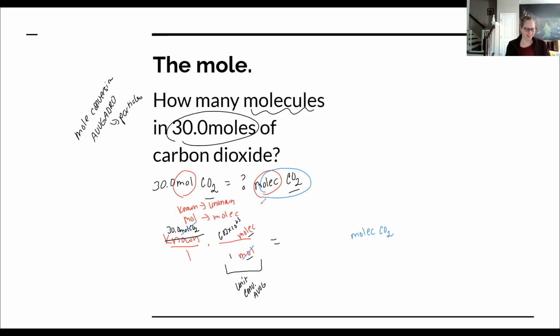So now I can go to my calculator. 30 over 1 times 6.02 times 10 to the 23rd over 1 is going to give me, and you can always do it in your calculator. I recommend it to make sure you're using your calculator properly, because sometimes the calculator will mess up your PEMDAS if you're not inputting it the way it particularly likes. 1.806 times 10 to the 25th molecules of carbon dioxide.